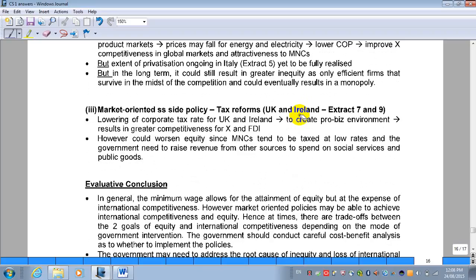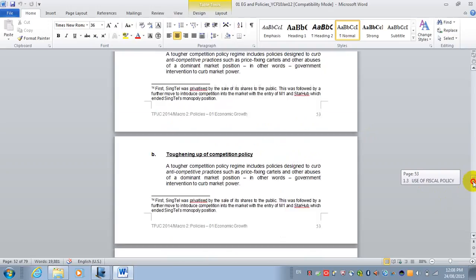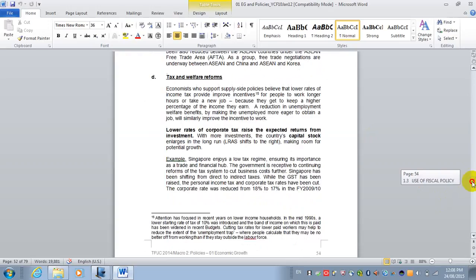And I would just like to talk about market-oriented supply-side policy in the form of lowering corporate taxes. Okay, I'd like to show you your lecture notes. On page 52 onwards, we talk about the market-oriented supply-side policies. Many of them increase the investments or other components of AD. Okay, for example, when we talk about tax and welfare reforms, look at the second paragraph here, the lowering of corporate taxes.